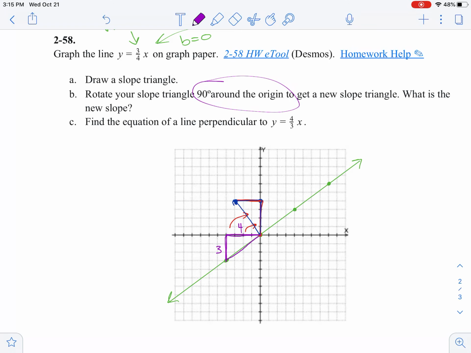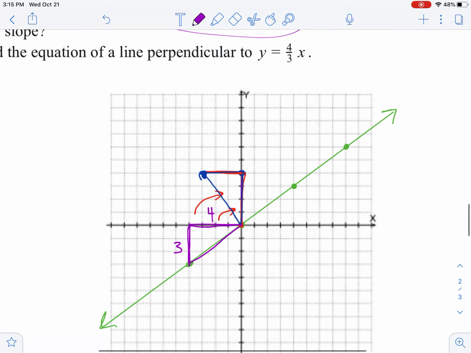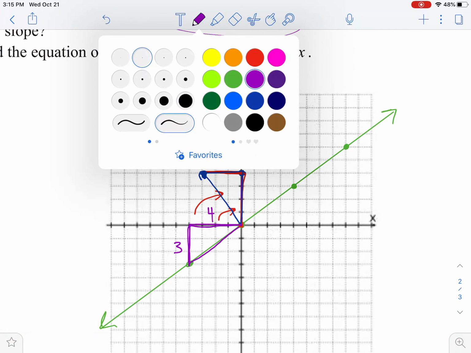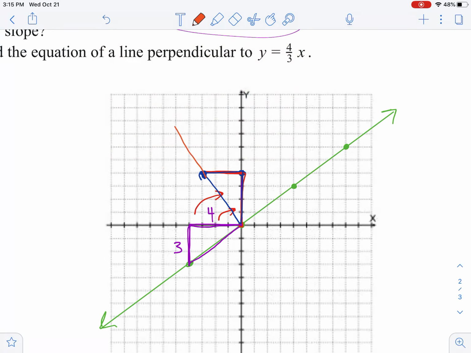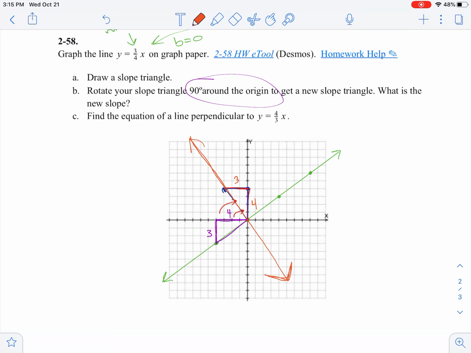So now the line is going to be this one right here. What color do I use? I use this orange. And so now the line is here. So it's attached to this slope right here. So they're talking about the slope of this orange line. So if we follow this slope triangle, this is rising 4 and running 3. So what is the new slope?